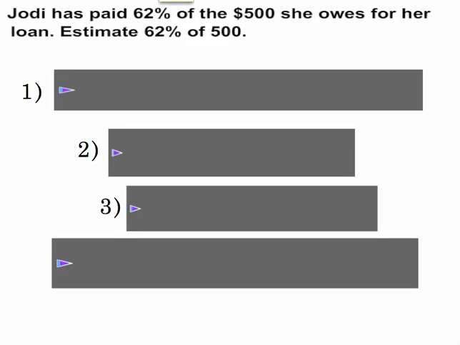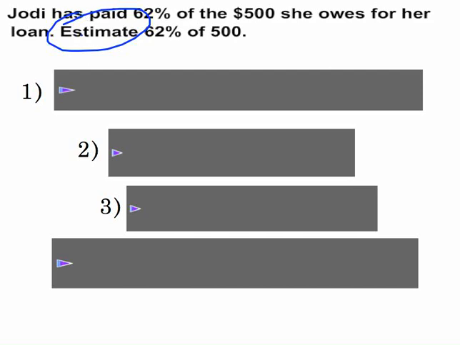Jodi has paid 62% of the $500 she owes for her loan. Estimate 62% of 500. So when we're estimating, we're trying to calculate very quickly in our mind what the actual answer will be. So for example, if I'm at a store and I want to buy two items that cost $18 each, I might think, well, 18 is really close to 20, so that means that I need at least $40 to be able to afford this, especially when tax and all that is added on.